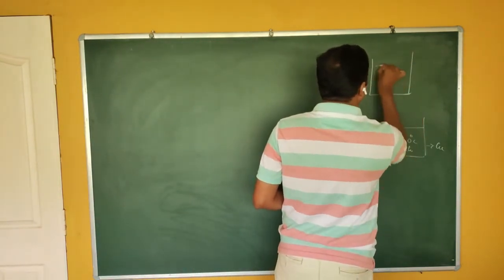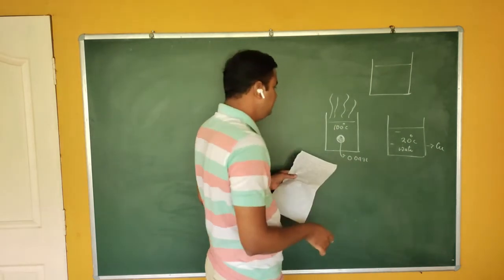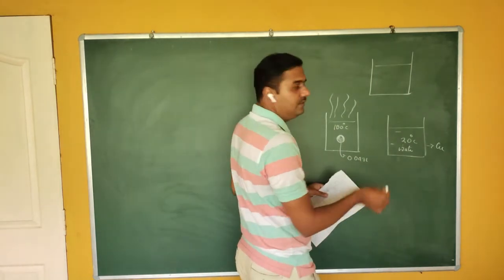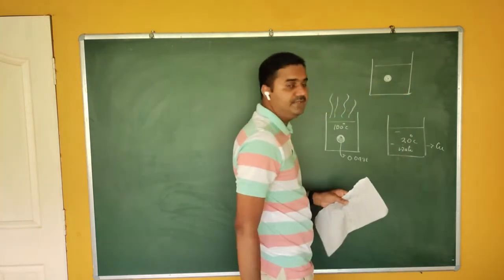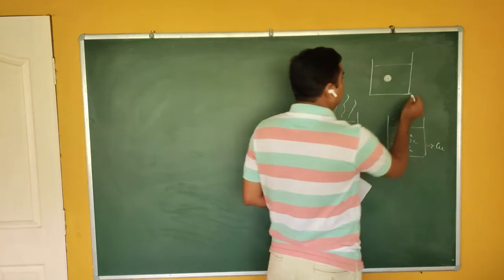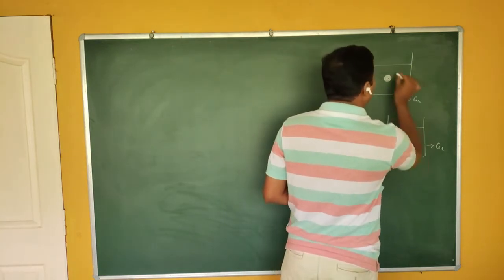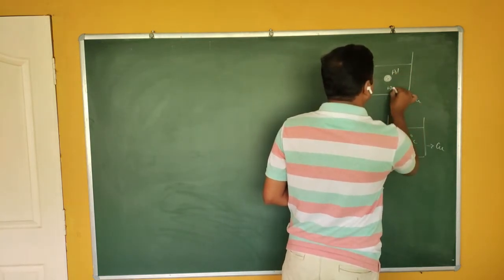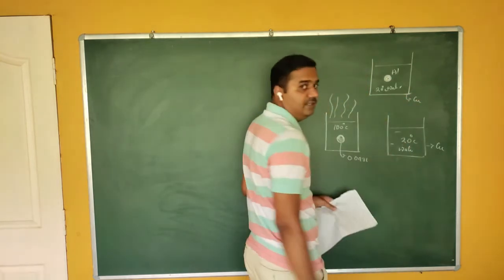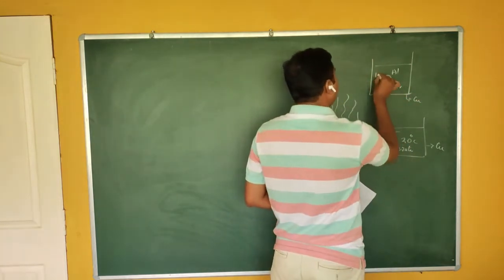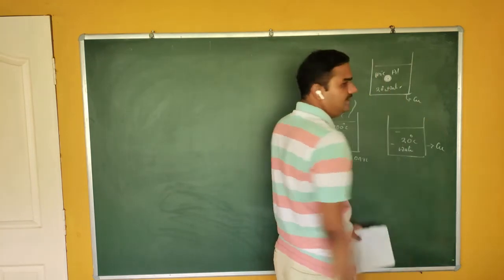In the next step, you are putting this aluminum sphere in the water in the second case. So copper is there, aluminum is there, and this one is water. Initially, what is the temperature of the water? 20 degrees centigrade. And initially, what is the temperature of aluminum? It is 100 degrees centigrade.